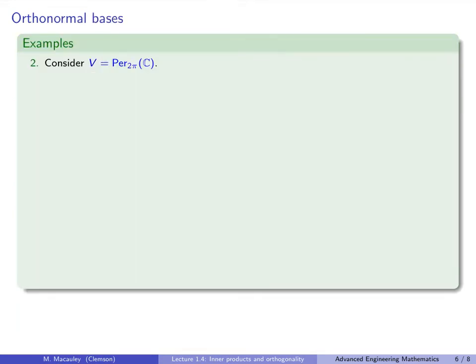Our second example, let's let V be the space of 2 pi periodic functions, and here I'm going to say complex valued functions. So the inner product, as I said above, has to be a little bit different. We have to worry about complex conjugation, and I won't deal with that now. I'll just tell you what the inner product is. We can define an inner product as follows. This is not the only inner product, but this is a very nice inner product. So we say that f dot g is 1 over 2 pi times the integral from negative pi to pi of f of x times the complex conjugate of g of x dx.